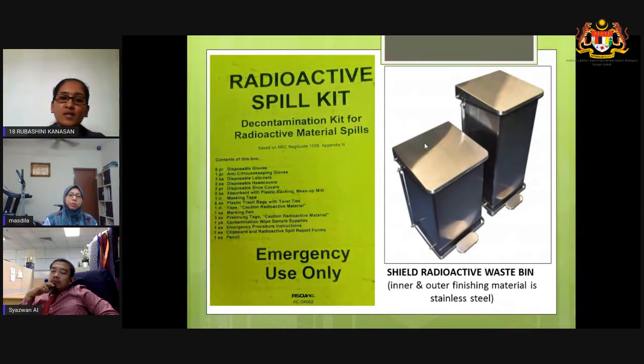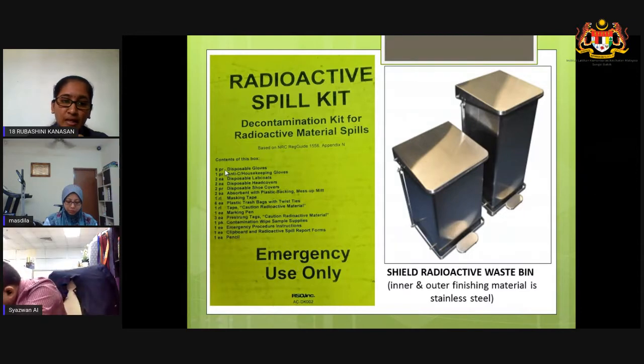Okay, so this is a radioactive spill kit. It's a decontamination kit for radioactive material spills. It's for emergency use only. So these are the items, the contents of the box.